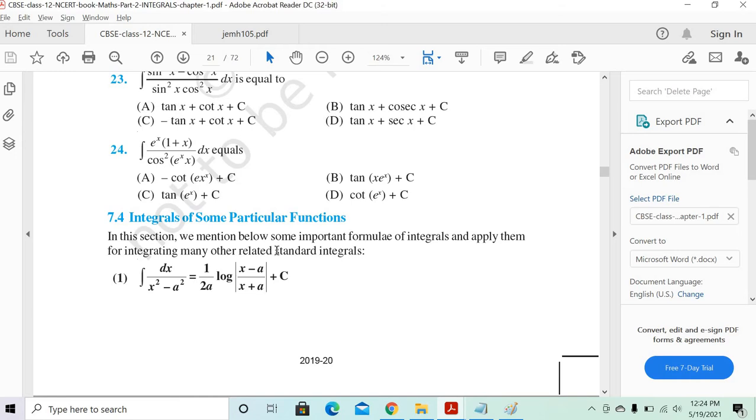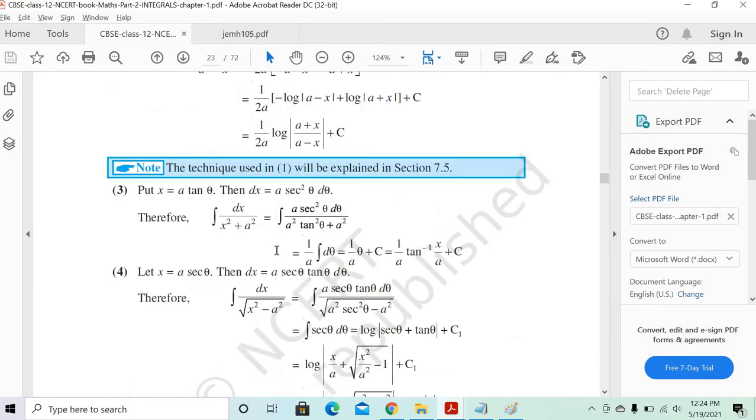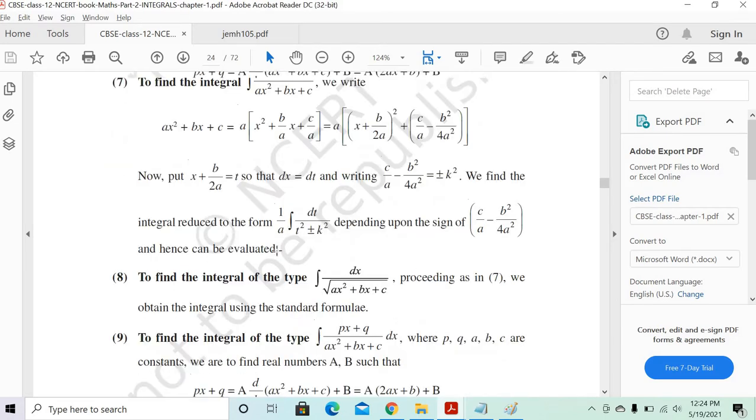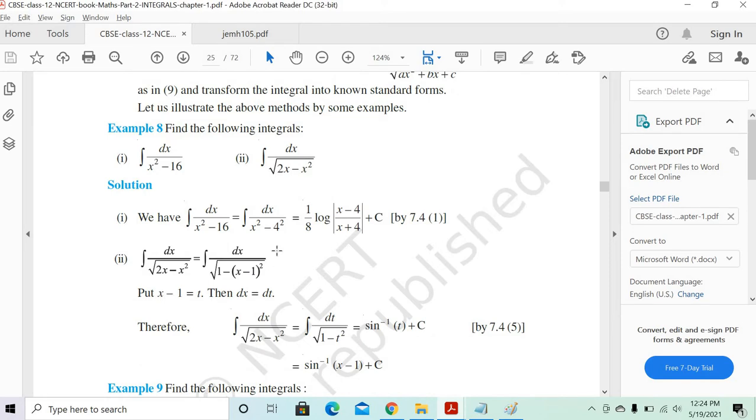Okay, sir. Identify clearly what is a, and then substitute 1 by 2a log of x minus a by x plus a. Okay, sir. That's why we derive the formula, so that you remember the formula very well. Clear? Any questions, any doubts? No, sir. Excellent.